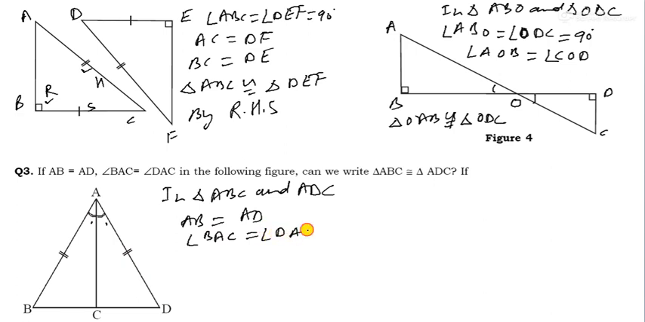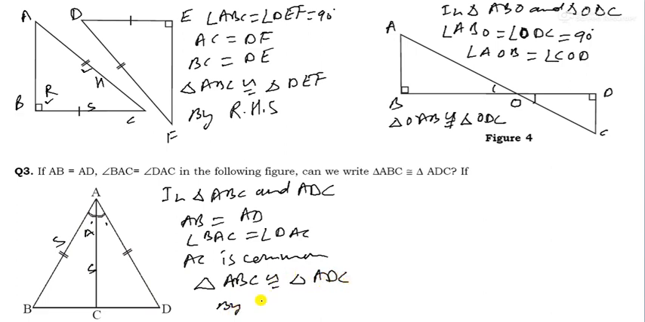Angle DAC is equal, it is given, and one is common. So side AC is common. So they are congruent. By which rule? It is side, angle, side. So triangle ABC is congruent to triangle ADC by side, angle, side. This one.